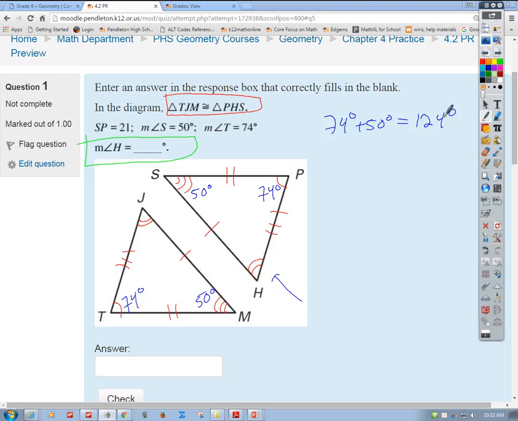Good. By the triangle sum theorem, the measures of all of the interior angles of a triangle always add up to 180. So if I subtract this number from 180, that gives me whatever's left over for the third angle. If we subtract those, I get 56 degrees. That's my answer, 56. They already provided the degrees symbol there, so I just have to put in the 56. Make sense? Okay.